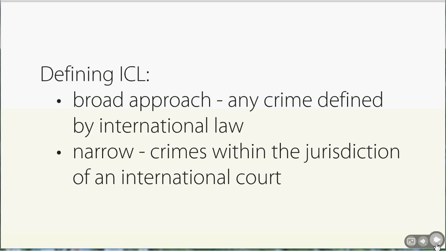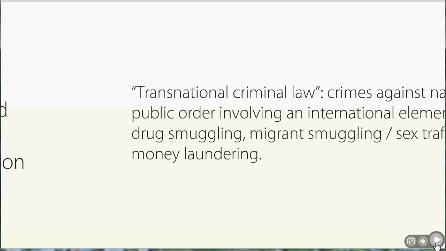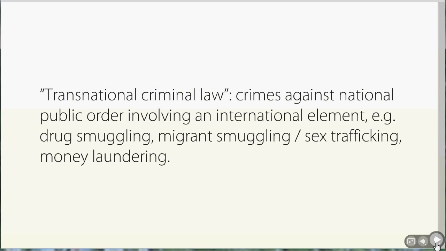And as I said, we'll also look briefly at the concept of transnational criminal law. And essentially we can think of these as crimes against national public order that involve an international element. So typical examples would be drug smuggling, migrant smuggling, trafficking of persons for sexual exploitation, money laundering, and of course piracy, which typically affects national order in the sense that it will involve an attack on one state's flag vessel, but it has a strong international element in the sense that the offence undermines the safety of world trade and freedom of navigation on the high seas.